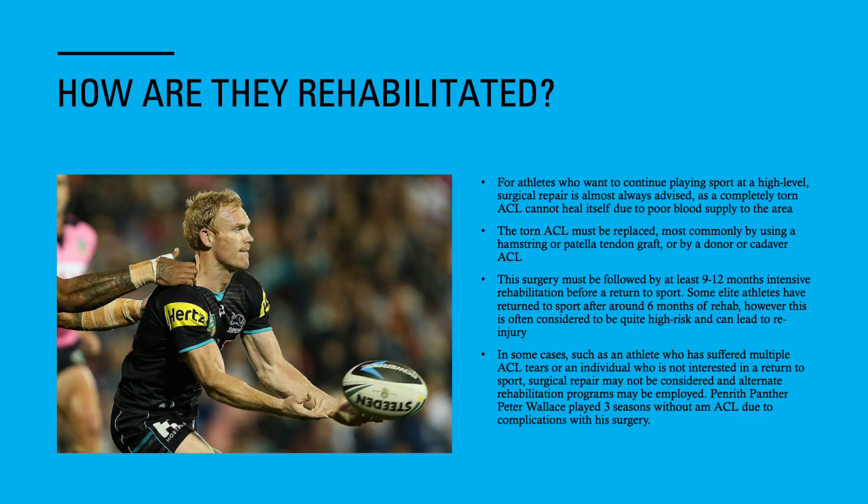So how are ACL tears rehabilitated? For athletes who want to continue playing sport at a higher level, surgical repair is almost always advised, as a completely torn ACL cannot heal itself due to poor blood supply to the area. The torn ACL must be replaced, which is done most commonly by using a hamstring or patellar tendon graft. However, a donor or cadaver graft can also be used.